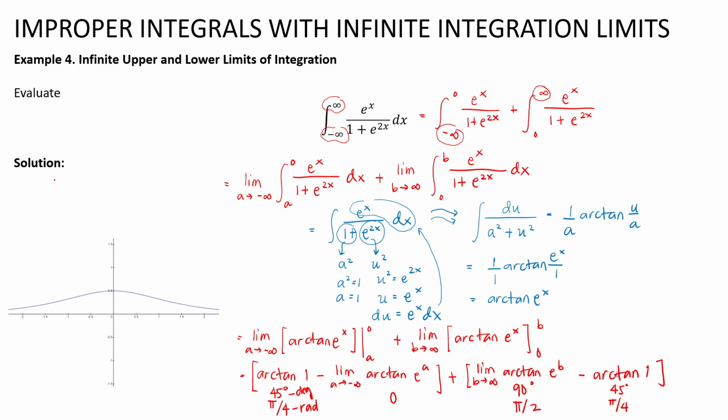So simplifying things now, let me write it on the upper left. You're going to have pi over 4 minus 0, and then plus pi over 2 minus pi over 4. Simplifying further by removing the brackets: pi over 4 minus 0 plus pi over 2 minus pi over 4. So those cancel out. The answer is pi over 2, and this one converges.